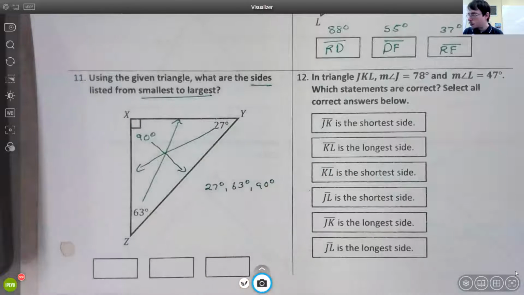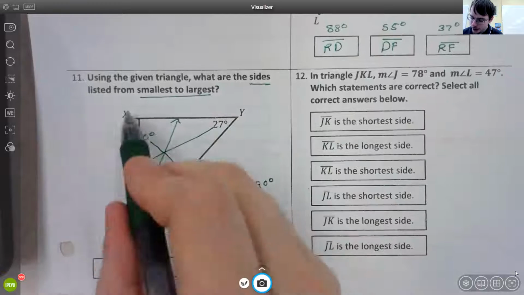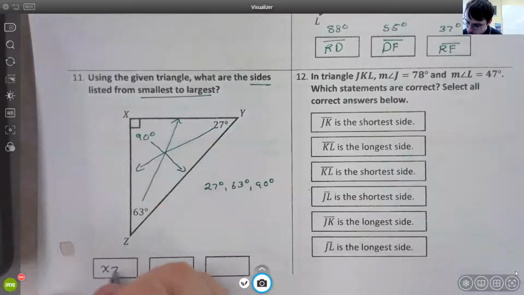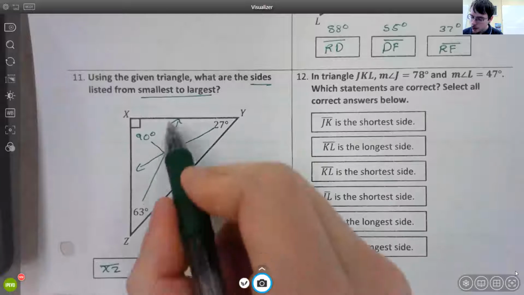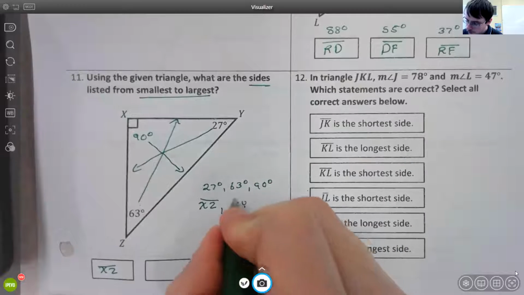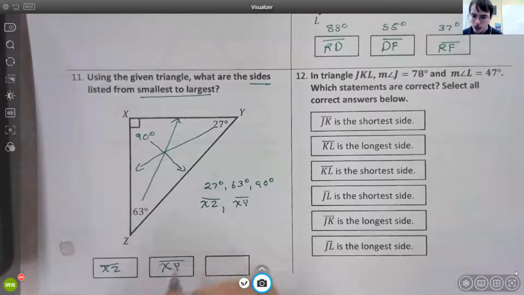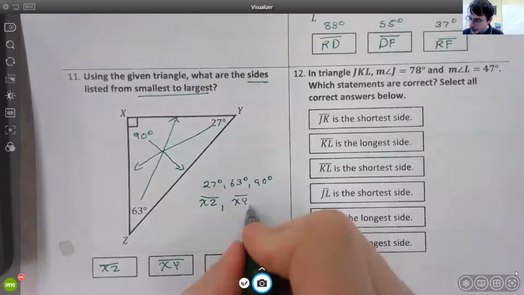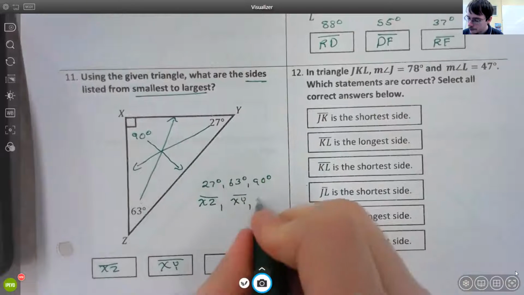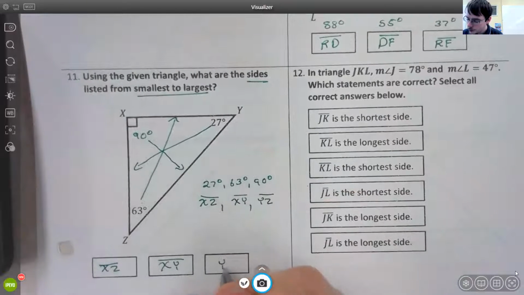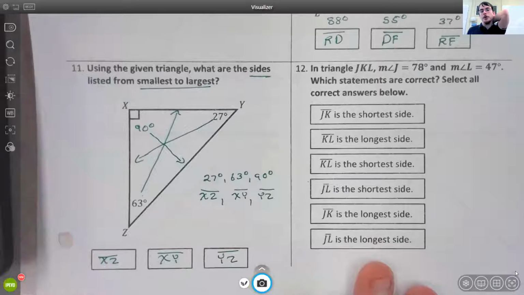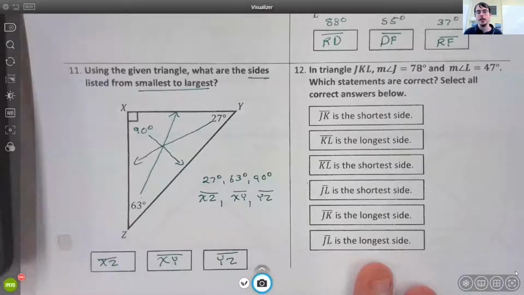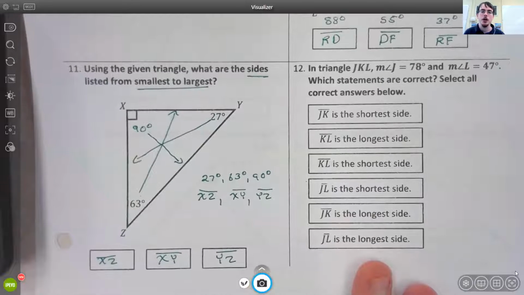27 degrees points to XZ. 63 degrees points to XY. And 90 degrees points to YZ. Okay, so again, the shortest side is opposite the smallest angle. The longest side is opposite the largest angle.